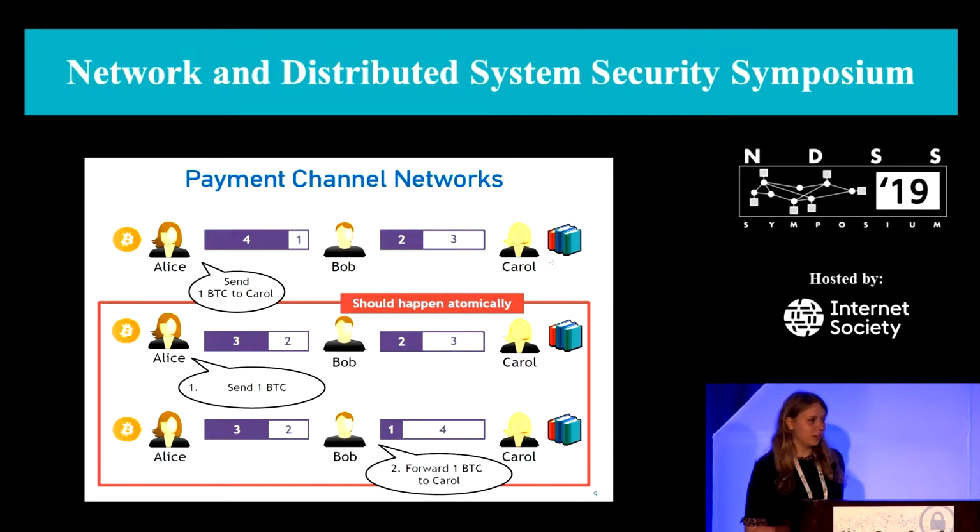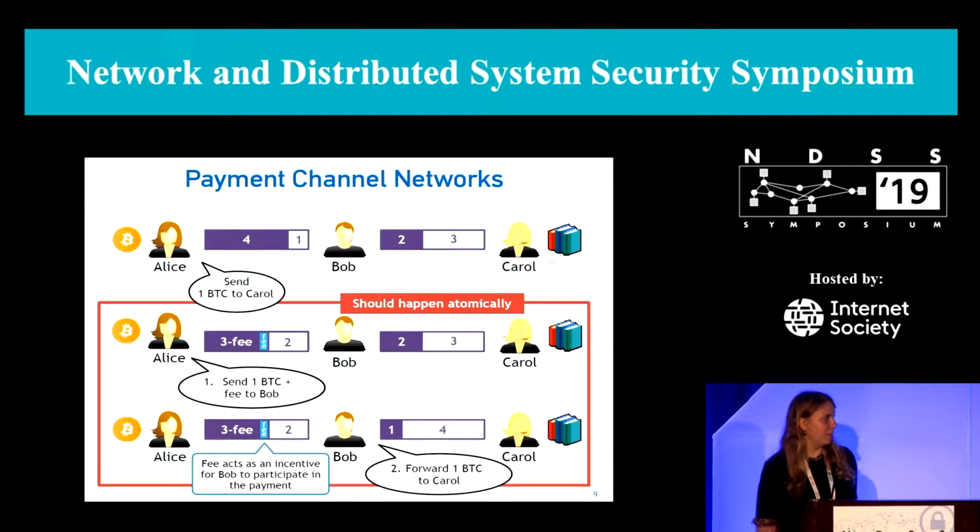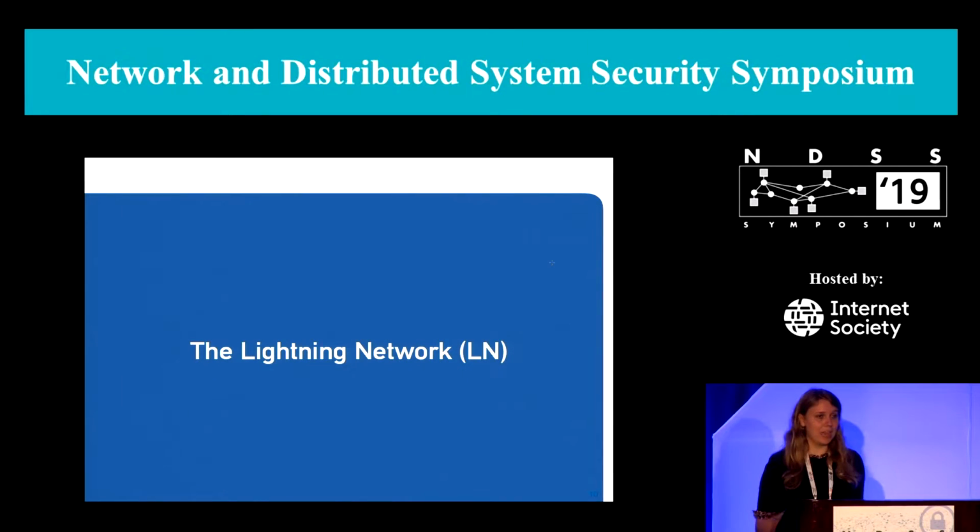And if we want to make sure that this happens, then why should Bob participate in that at all? For this, we will give Bob a small fee that is provided by the sender, Alice, so that Bob has an incentive to participate. So this is the high-level idea of what payment channels look like. And now, of course, it's interesting how this can be realized in practice, for example, in Bitcoin's Lightning Network.